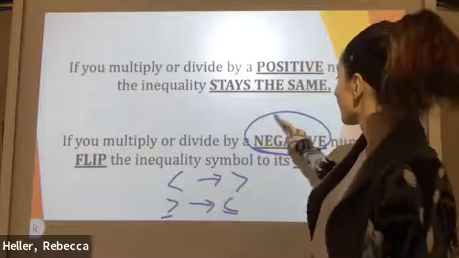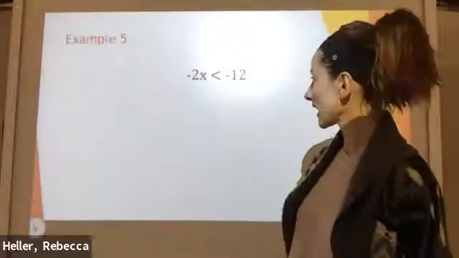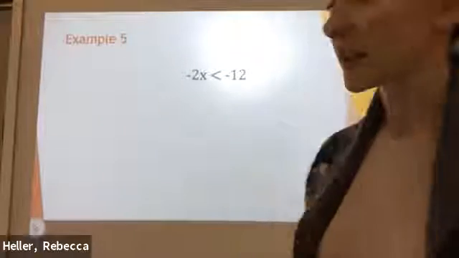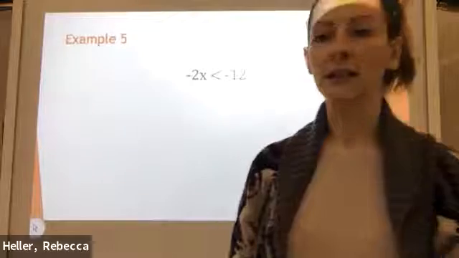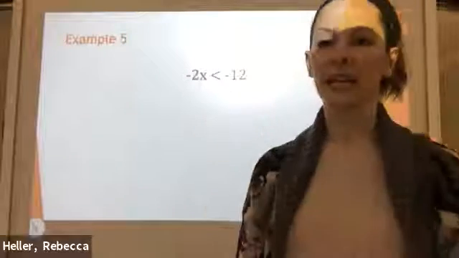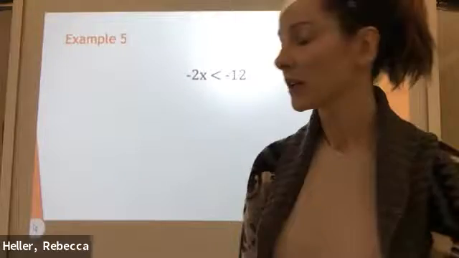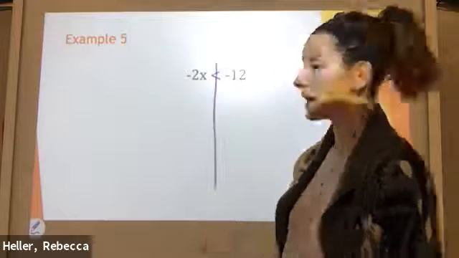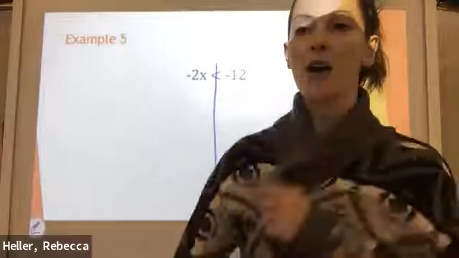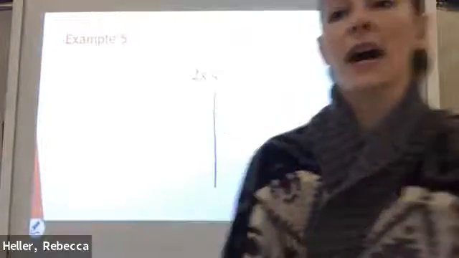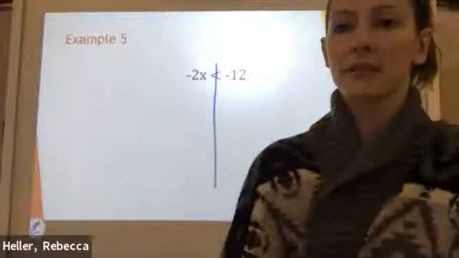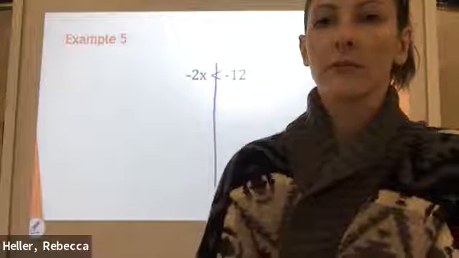So flip over to the back of your notes and find this example. Negative 2x is less than negative 12. So it's almost the same as the one we already did, but instead of 2x, now we have a negative 2x. So instead of dividing by a positive 2, what am I going to divide by for this problem? What would I divide by on both sides? Negative 2. Right, so we want to divide by negative 2.